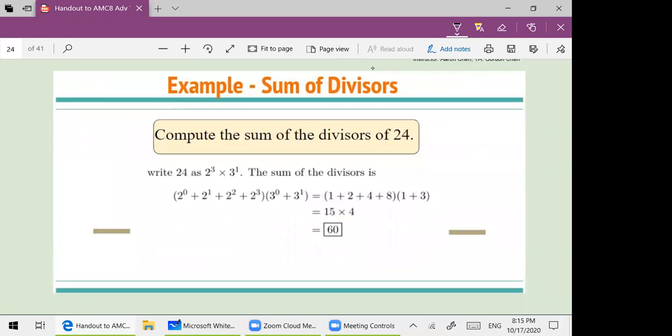Okay, now, this is just a numerical example. So, the sum of the divisors of 24, you can prime factorize 24 as 2 cubed times 3 to the first. And so the sum of the divisors is (2 to the 0 plus 2 to the 1 plus 2 squared plus 2 cubed) times (3 to the 0 plus 3 to the 1) equals 15 times 4, which is 60.